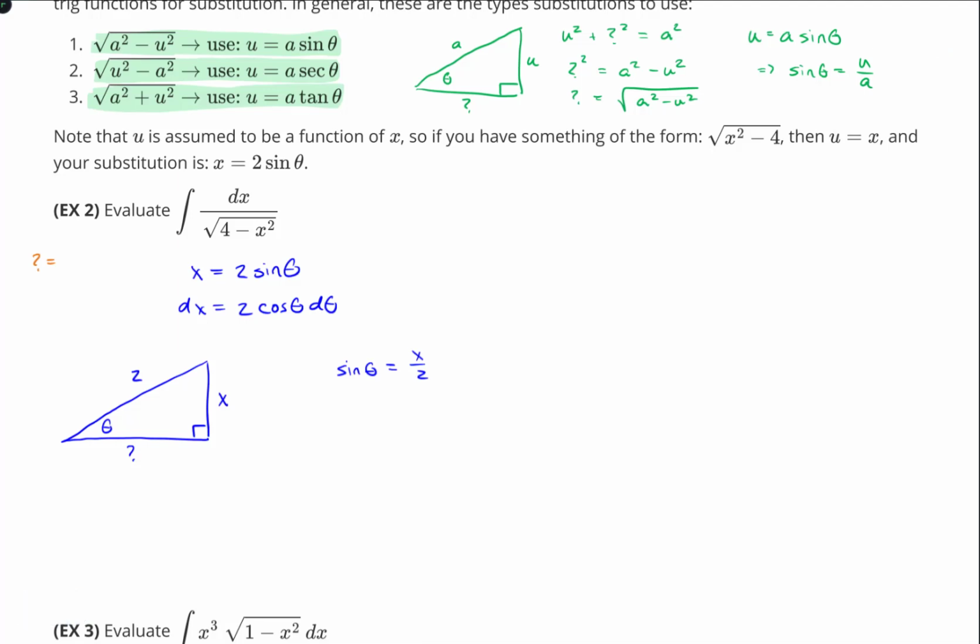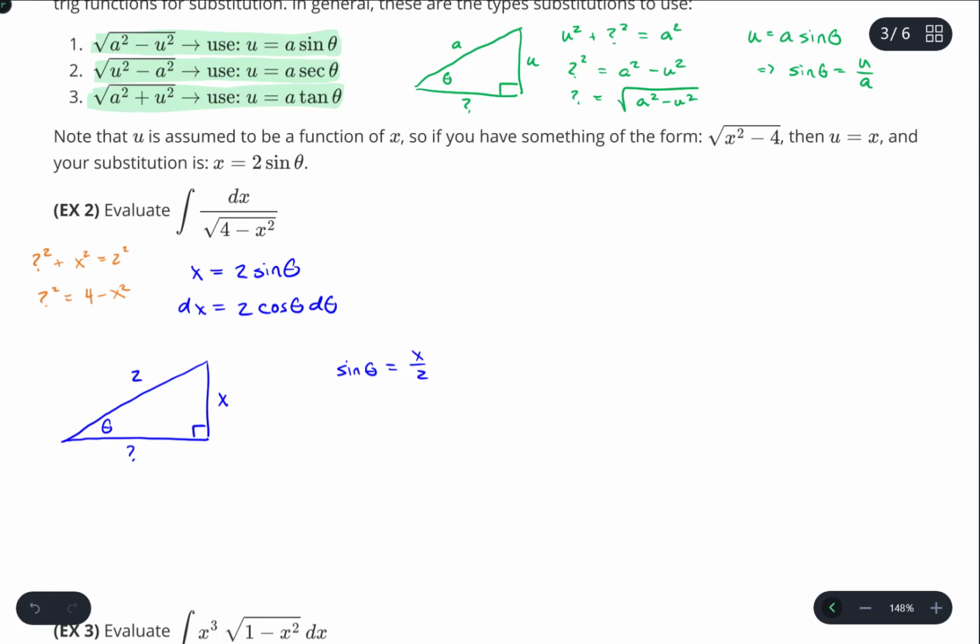So let's see, that side is a shorter length, so that side squared plus x squared equals 2 squared. So that missing side is 2 squared, which is 4, minus x squared. So this missing side here is, of course, what we expect it to be, the square root of 4 minus x squared. So it matches the part that's inside my integral, which is great.